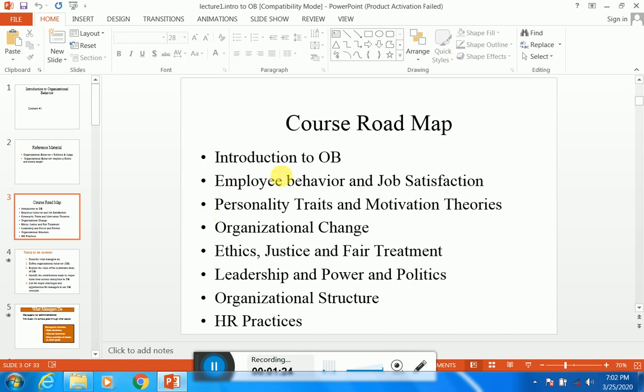In the next section, the introduction to OB, we will discuss mostly what the OB subject is and what comes under OB. After that, we will discuss employee behavior and job satisfaction. We will study employee behavior and its types, and then move to the next variable, job satisfaction. We will discuss the different components or factors that lead to job satisfaction.